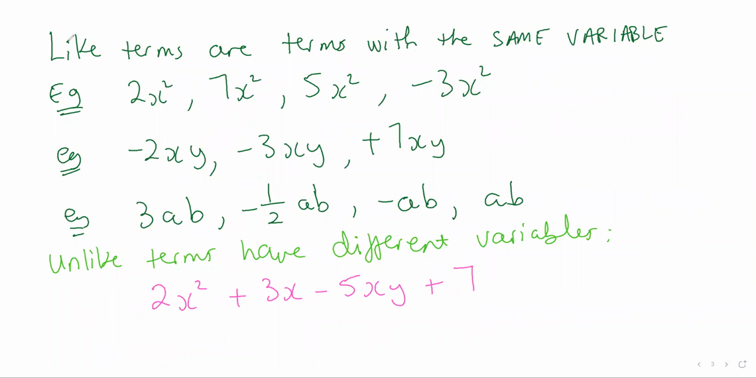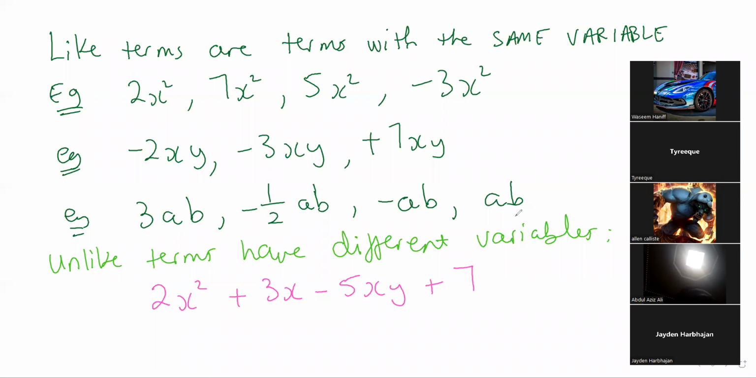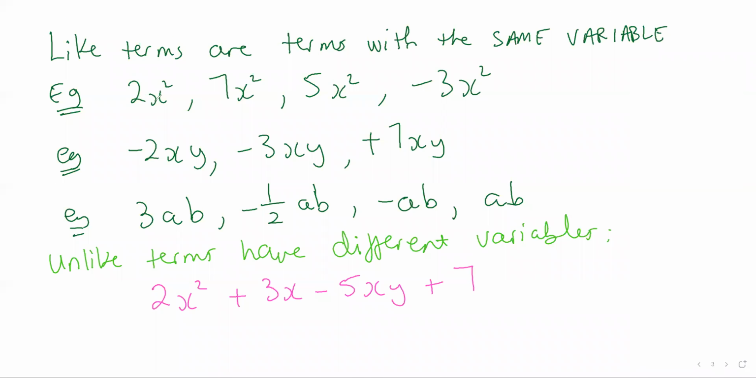Right. So in mathematics, we have something called like terms. Like terms is a concept in algebra as well. Like terms are terms of the same variable, meaning they have the same unknown term attached to it. Good. So when we say like terms, they have the same variable.